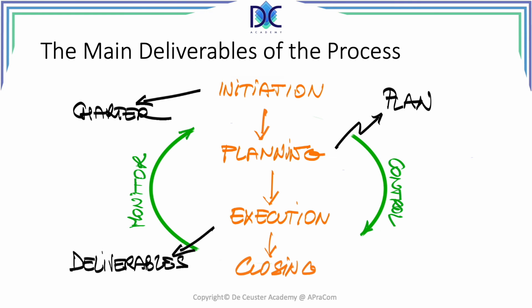Execution is about creating the deliverables, and of course we will also monitor and control the creation of these deliverables. And the last step, sometimes forgotten but still very important and should always be conducted, is the project closing. Here we're talking about knowledge, gathering the information and lessons learned about the project. But we will see that there are more things in the closing part than just these.